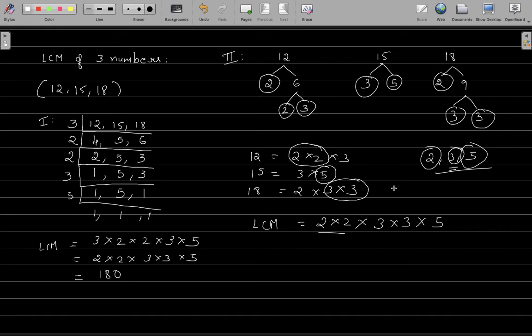You have 3, this is repeated twice, so you're going to write 3 times 3. You have 5, that is given only once, so we have 5 once. So LCM must be 2 times 2, that is 4, times 3 is 12, times 3 is 36, times 5 should give you 180. You understand? Let us look at another example.